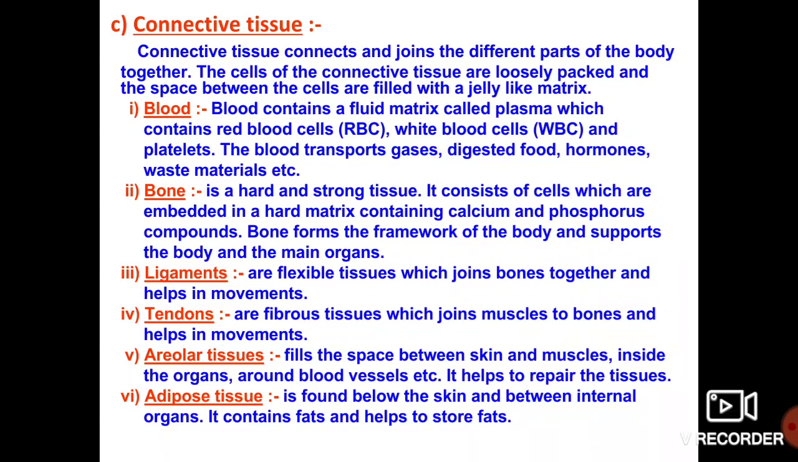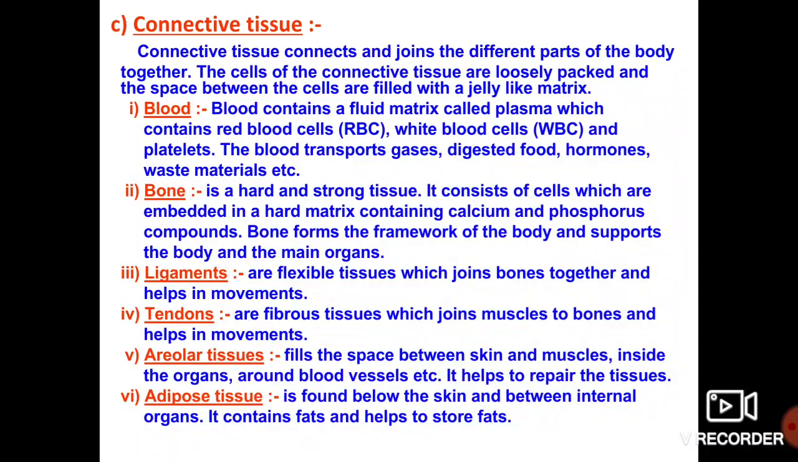These are all very important connective tissues present in our body. So what is the main function of the blood? Yes, my dear students, the blood plays a major role in the transportation of materials. Whatever food we consume is digested in our body, and that digested food is transported to each and every part of the body by the blood.